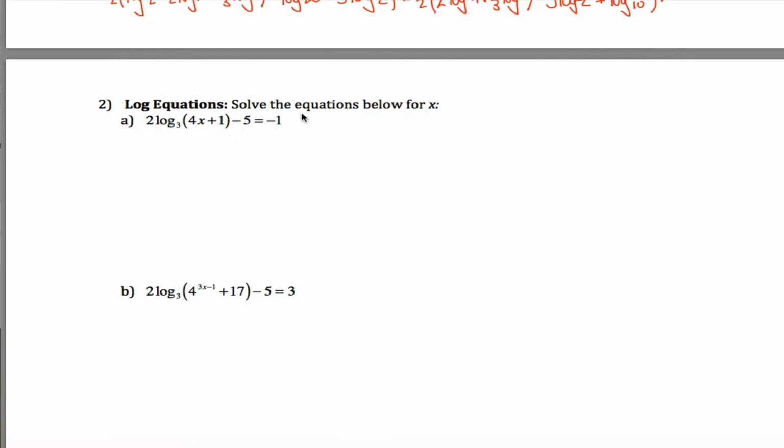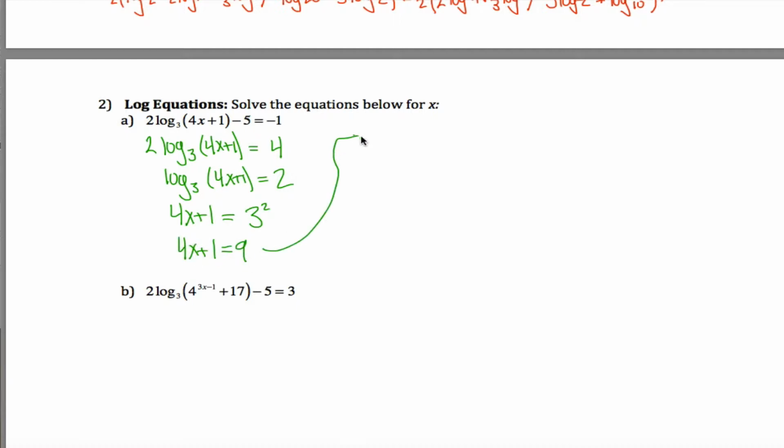To isolate it, I'll start by adding 5 to both sides of the equation. Negative 1 plus 5 is positive 4. Then I'll divide both sides of the equation by 2. 4 divided by 2 is 2. And then to get rid of this log base 3, I will do 3 to both sides of the equation. So 3 to the log base 3 of 4x plus 1 is just 4x plus 1. And 3 to the second power ends up just being 9.